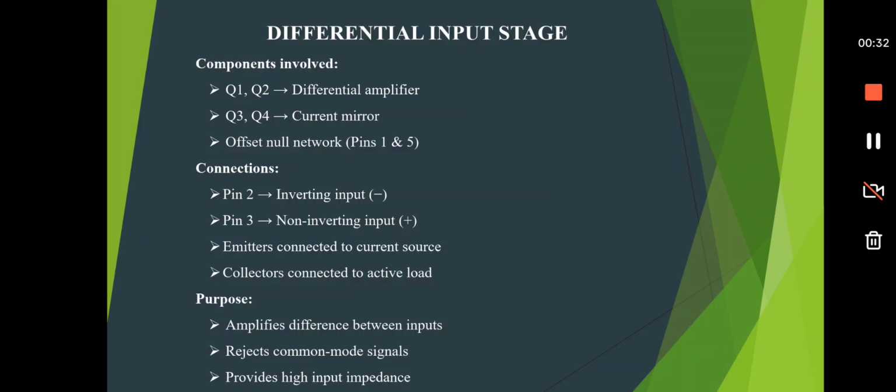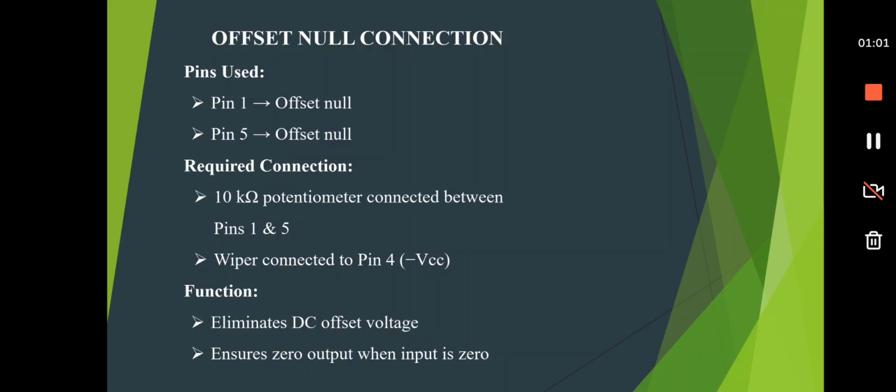Starting at the front end, transistors Q1 to Q4 form the differential input stage. This is responsible for amplifying the difference between input signals while providing the high input impedance of the operational amplifier. So precision is critical because of manufacturing differences.